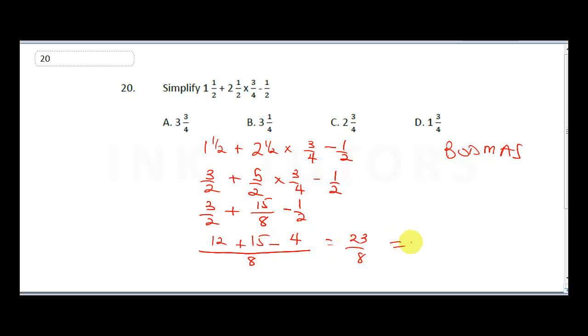Now change this to a mixed fraction. 8 into 23 will give us 2 whole number, 7 over 8. Okay, so this is our final answer. Now let's check from our options. I don't think any of the answers here is correct. So this is our correct answer. So the answer is 2 whole number, 7 over 8.